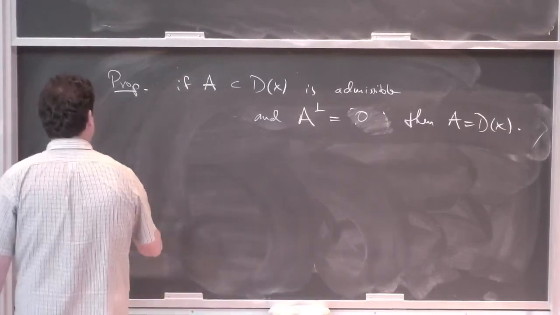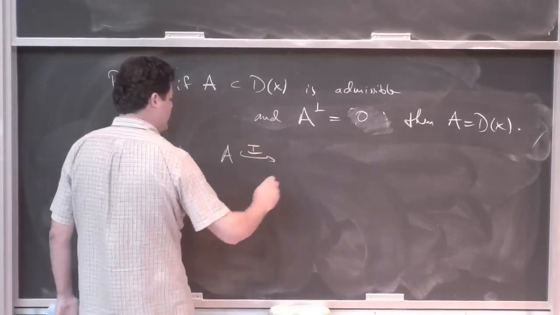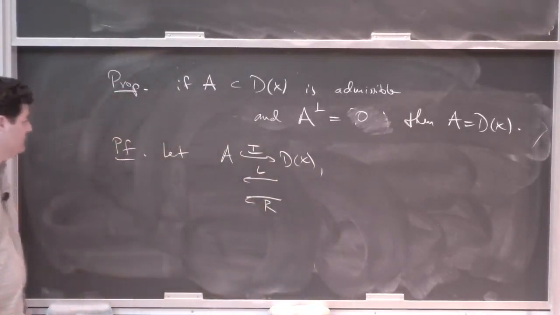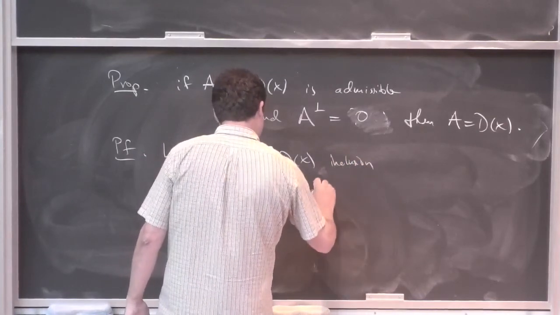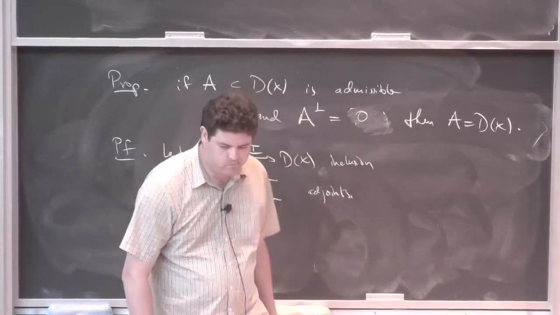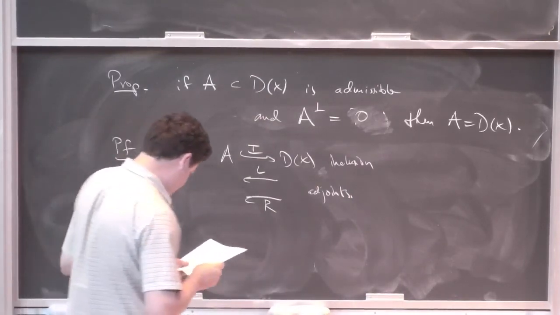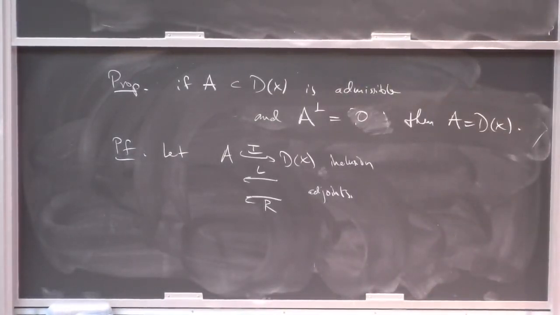So the proof is, we let I be the inclusion, and let the left and right adjoints be called L and R. The inclusion, and these are the adjoints. And let E in D of X be arbitrary.